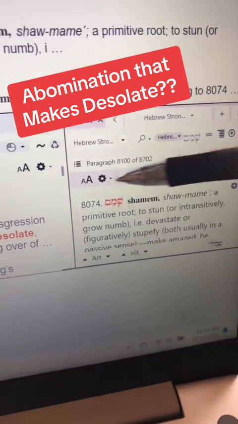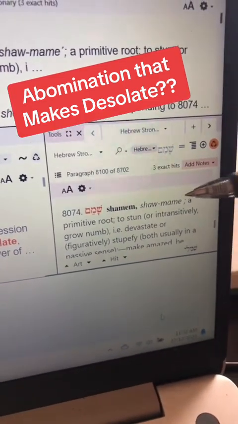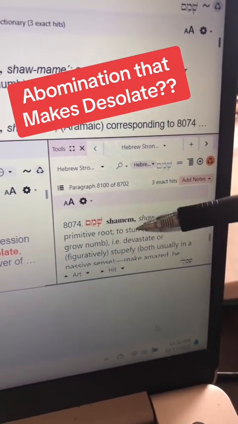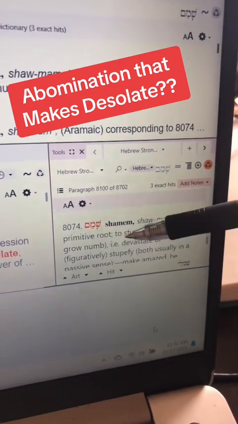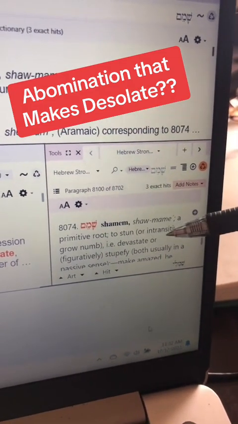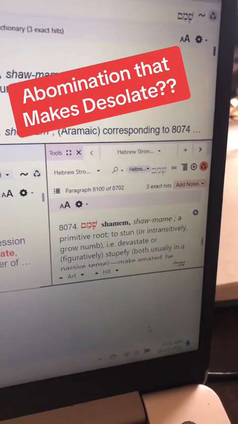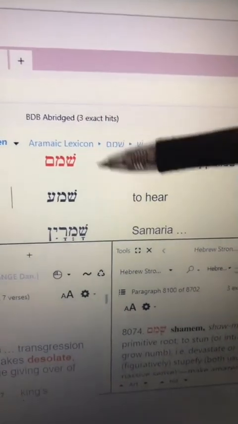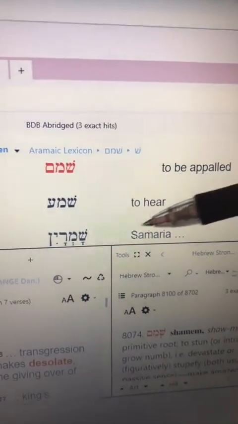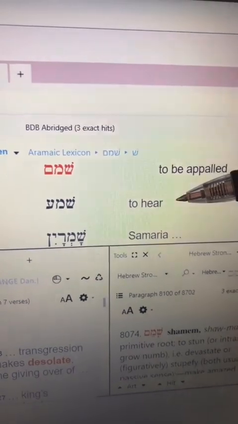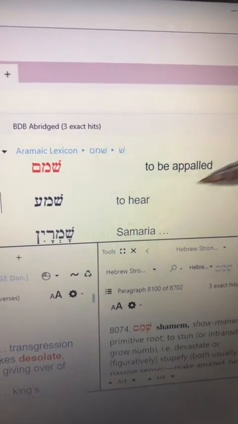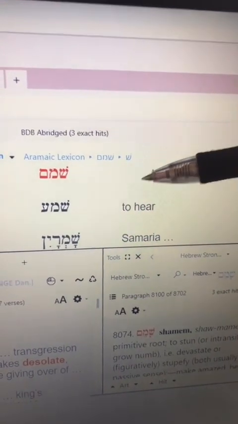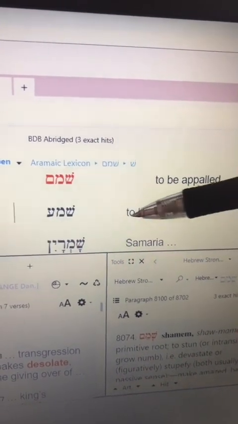When we look at this word for desolate, we see shamim, and it means to stun, to be stunned, or to grow numb, okay? i.e. to devastate or stupefy. Okay, so here's that word again. What really caught my attention is this. This is the verb shama. Now this is desolate, to be appalled or to be stunned, right? Or to grow numb. Now this is to hear, shama, okay?